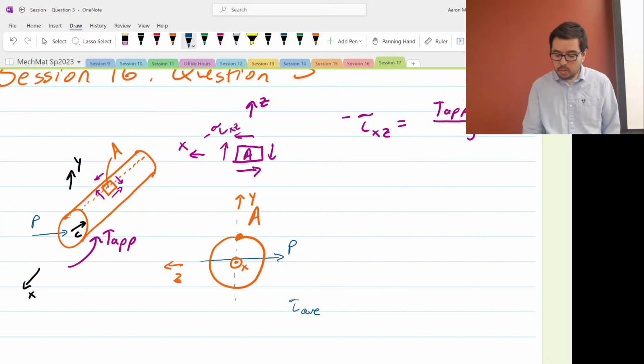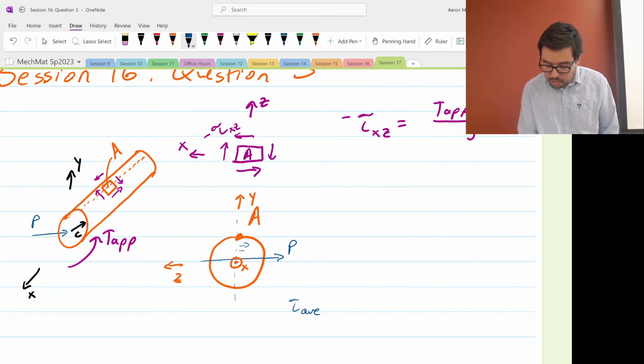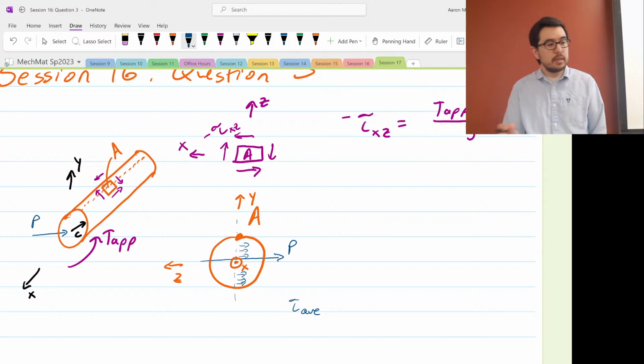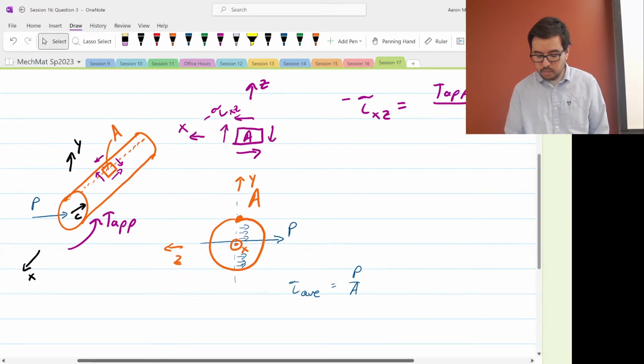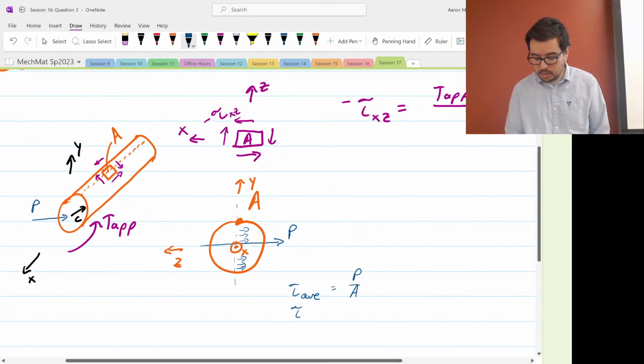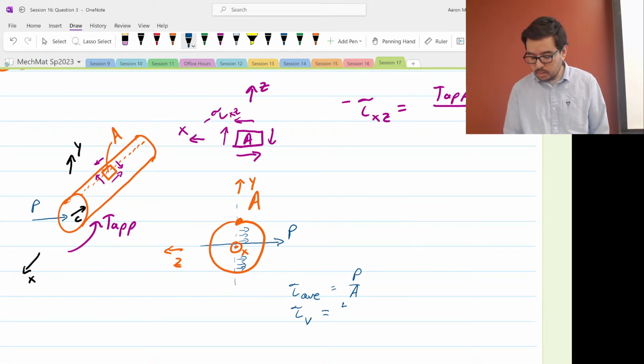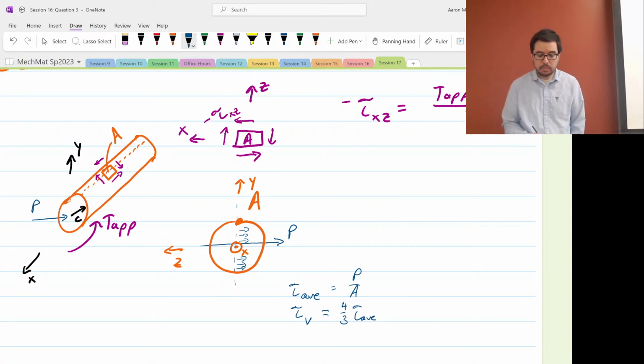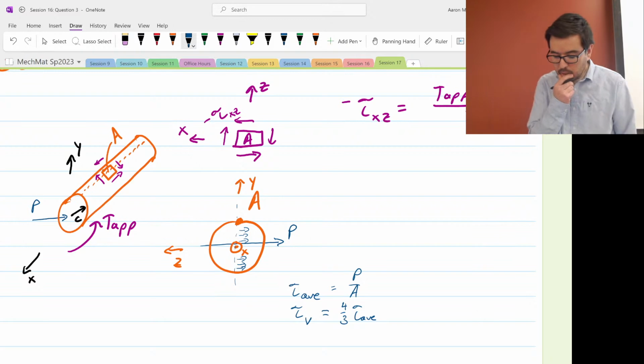So what I think about is I think about stress. All these stresses acting in that direction. Okay, and since this is a cylinder, okay, the actual, so tau average is just P over A, but the tau from what we call V, all right, this is 4/3 times tau average.